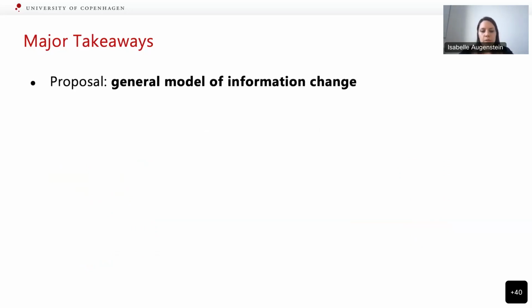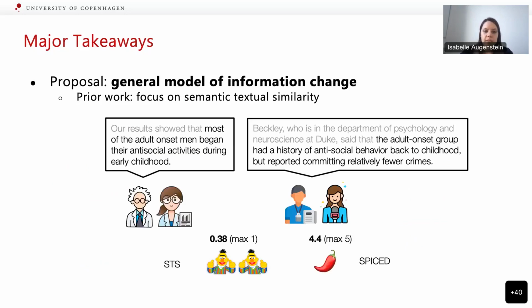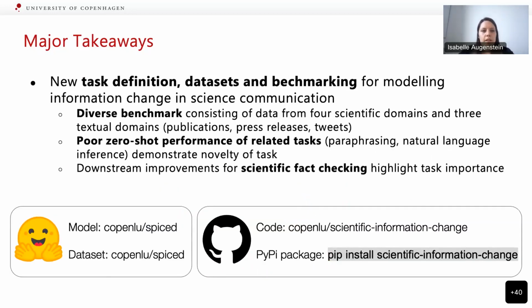Now, what we proposed to automatically detect such changes in information content was a very broad model of information change, whereas prior work focused on semantic textual similarity. And we demonstrate that there is a difference between semantic textual similarity and SPICED, both when we look at internal benchmarking and also when we apply it to the downstream task of fact-checking, and more specifically evidence retrieval for scientific fact-checking. We also find that there is a poor zero-shot performance of related tasks, such as paraphrasing and natural language inference. And this demonstrates the novelty of the task.